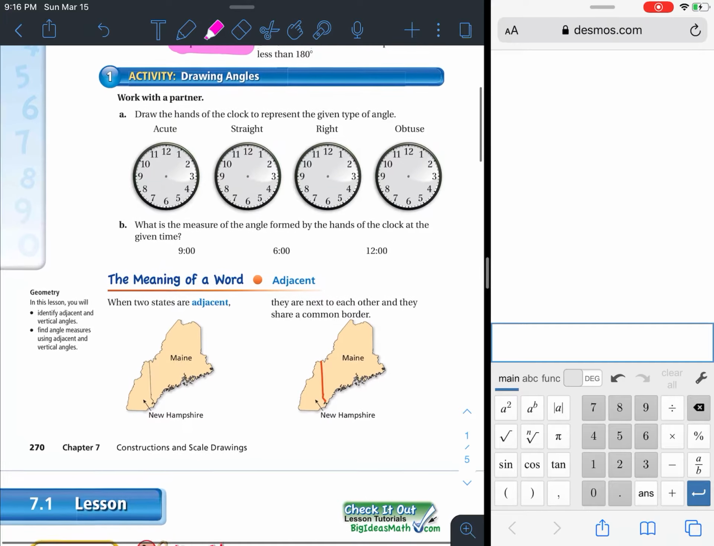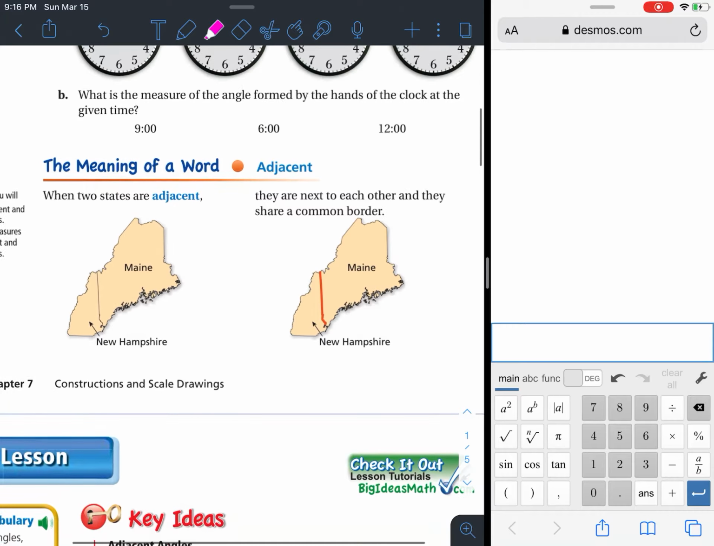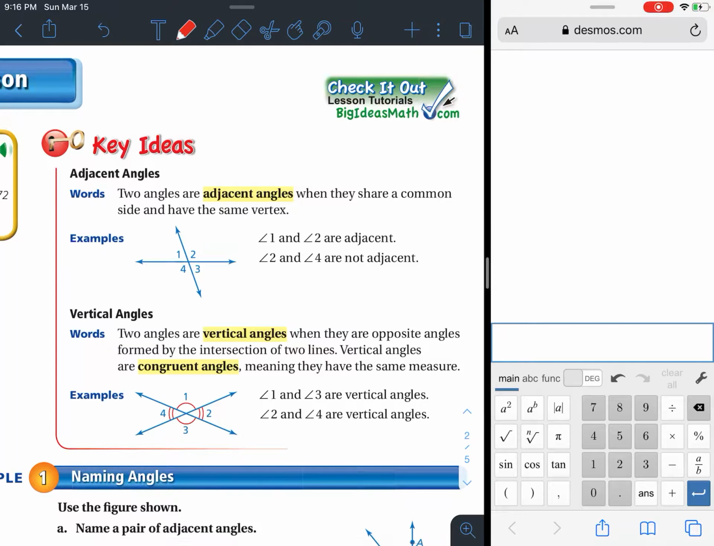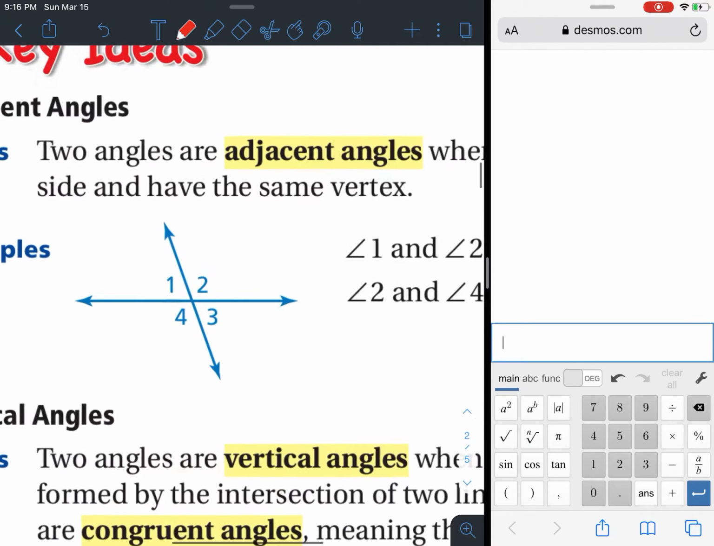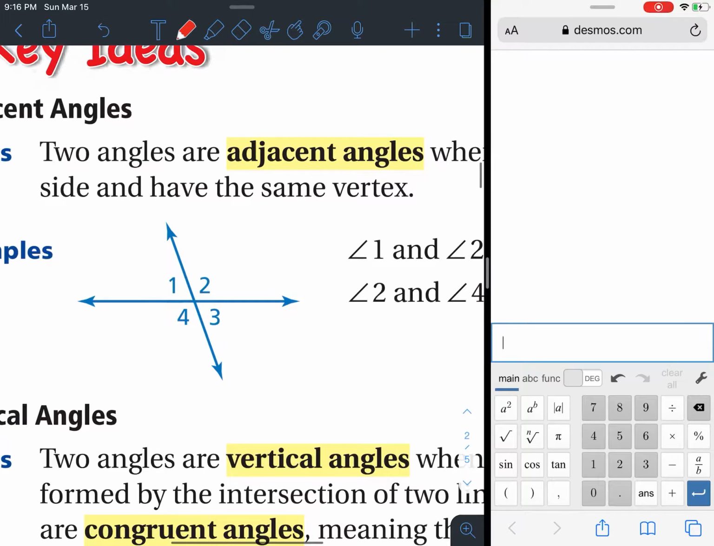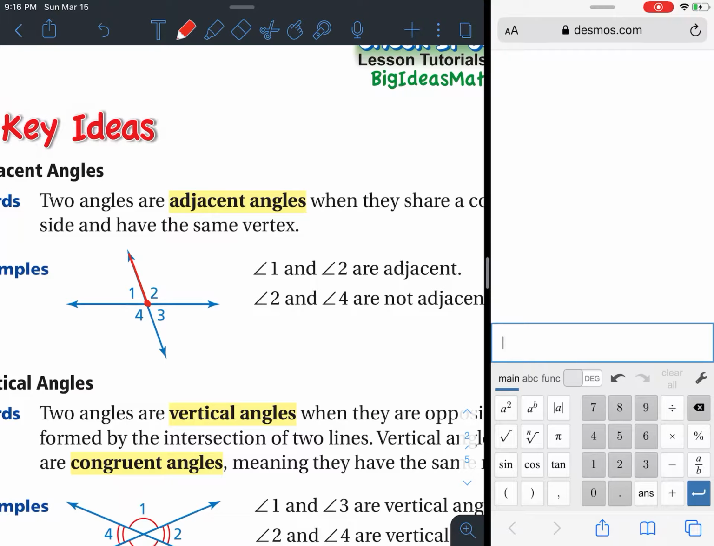We can skip the clocks, but I want you to look down here at the meaning of a word where it says adjacent. Two angles are adjacent when they're next to each other. So the word adjacent means next to each other. When we're talking about angles, 2 adjacent angles are next to each other when they share a side and they share the vertex, that point in the middle. So angles 1 and 2 are adjacent, 2 and 4 are not.